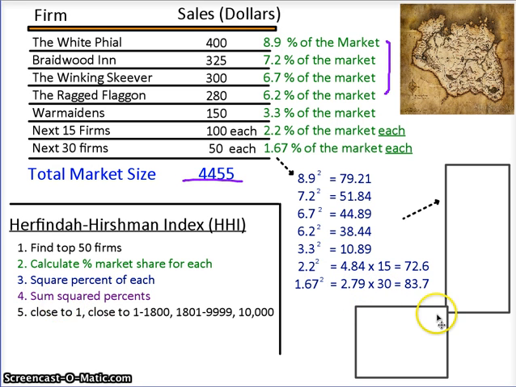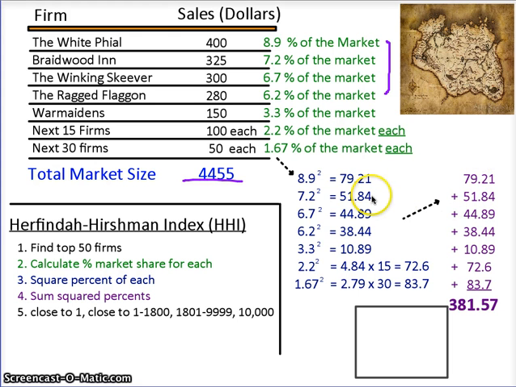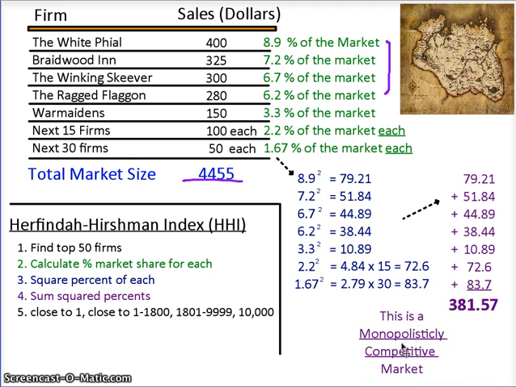We want to sum the squared percents. All that means is add all of these together. If we add them together, 79.21, 51.84, you see that? We wind up with a numerical value of 381.57. Now we take a look at our numerical scale here in step number 5. 381.57 is not close to 1. It's somewhere between close to 1 and 1,800, which means, bam, this is a monopolistically competitive market.